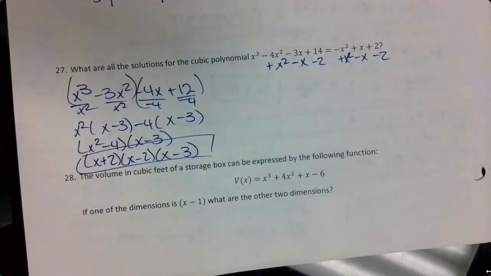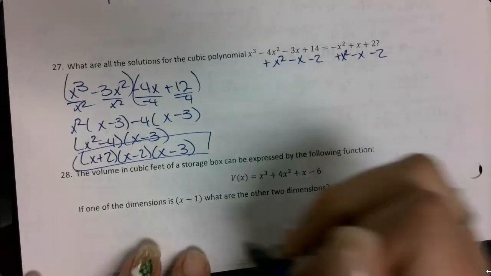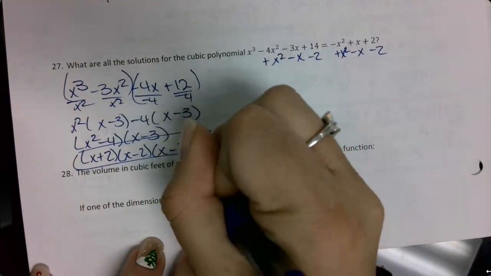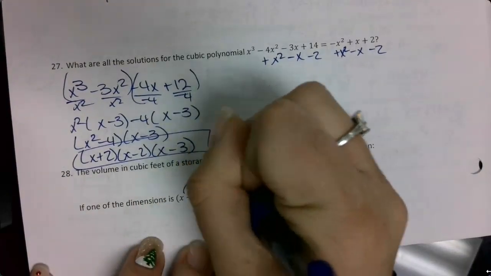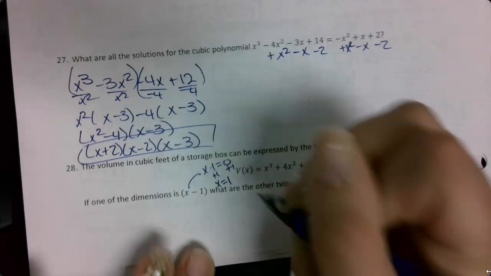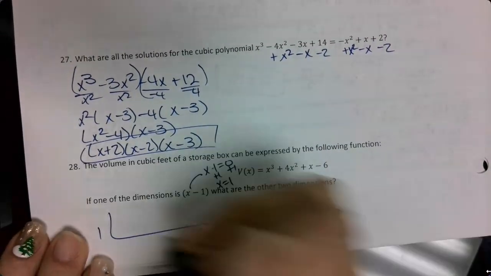Okay, number 28 says the volume in cubic feet of a storage box can be represented by the following function. If one of the dimensions is x minus 1, what are the other two? So I can use synthetic division. I want to take this and set it equal to 0, which gives me x equals 1. So that is going to be the number I use for my synthetic division.